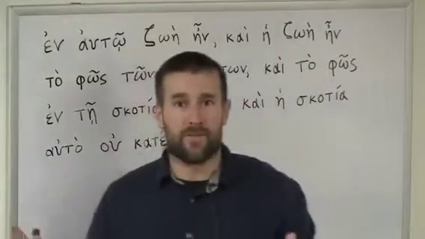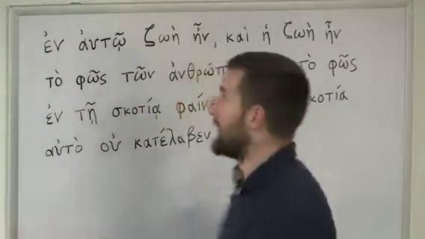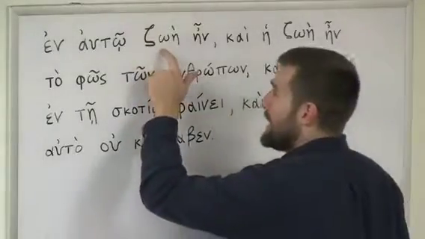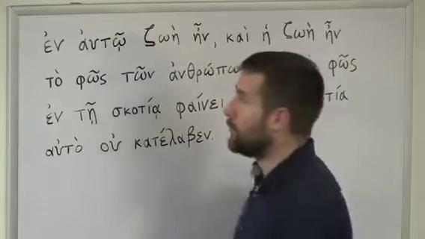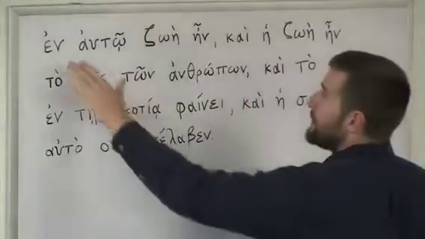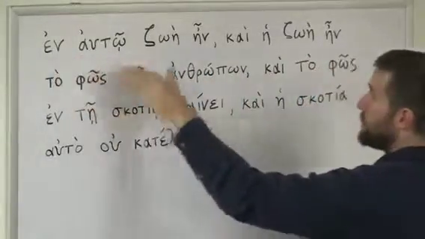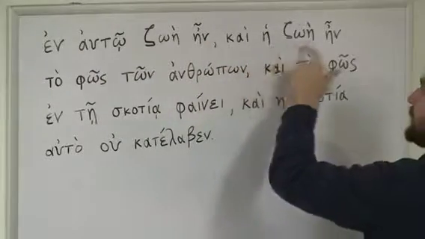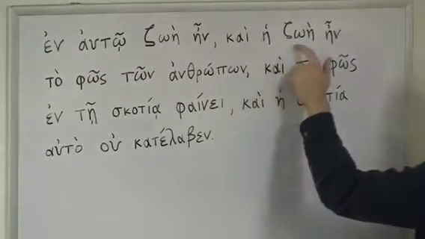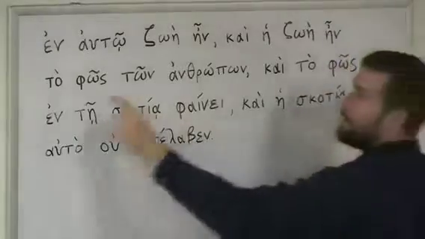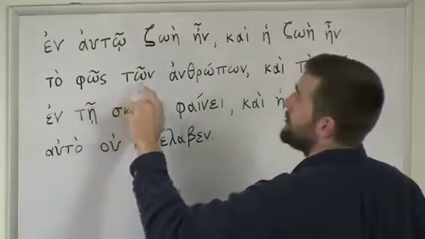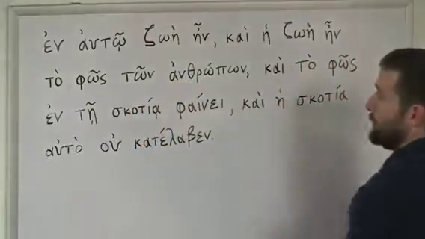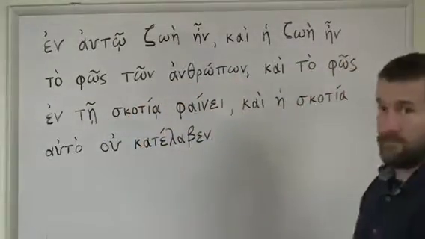This is a lot of review. Verse 4 is pretty much review of stuff we've already learned in previous lessons, but zoe means life. Think of zoology. Think of a zoo where living creatures are kept. So the first phrase there is pretty simple. En αυτό ζωήν, και η ζωή, and the life, ειν, was, το φως, the light, των ανθρώπων, of men.